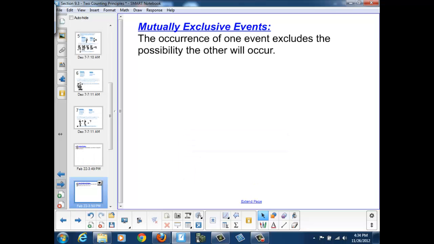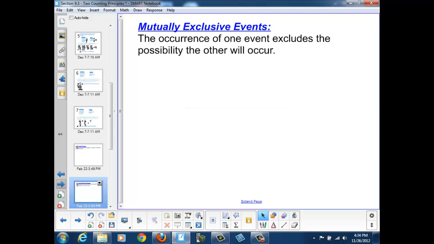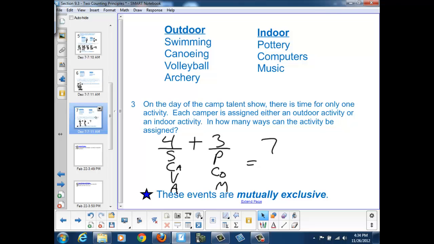The other situation we looked at is whether or not events were mutually exclusive, where the occurrence of one event excludes the possibility the other will occur. That happened in our third example, where we could only choose one of the 7 possible activities. And once we've chosen the one, the other 6 are no longer an option. So it's one thing or the other, not a combination of the 2.